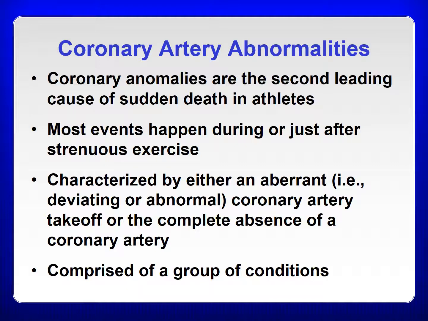And again, this is going to be characterized, so there's different types. This is a category of conditions, and there are some examples that I'm going to give on the next slide. But usually what you have is either an aberrant coronary artery or just complete absence of a coronary artery. So you either have a coronary artery that's not structured the way it should, so it's abnormal or there's a deviation, or a part of the coronary artery just isn't there. Obviously what this does is interfere with the blood flow to the heart muscle.